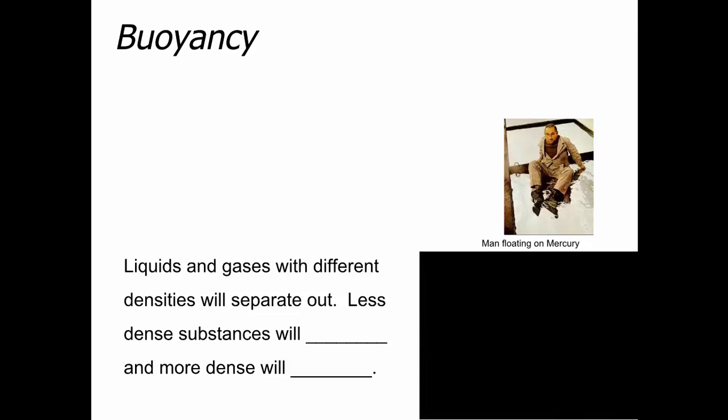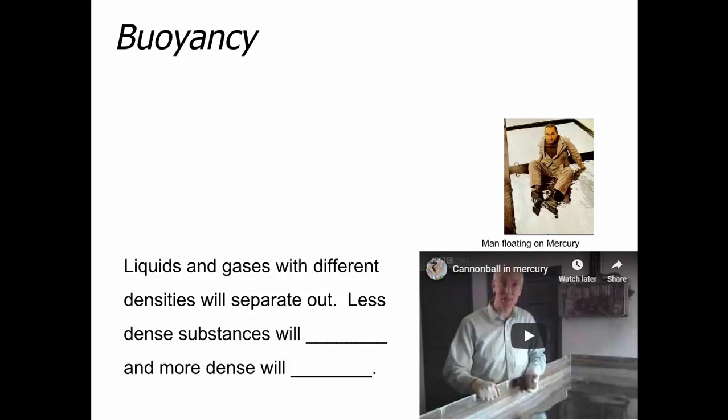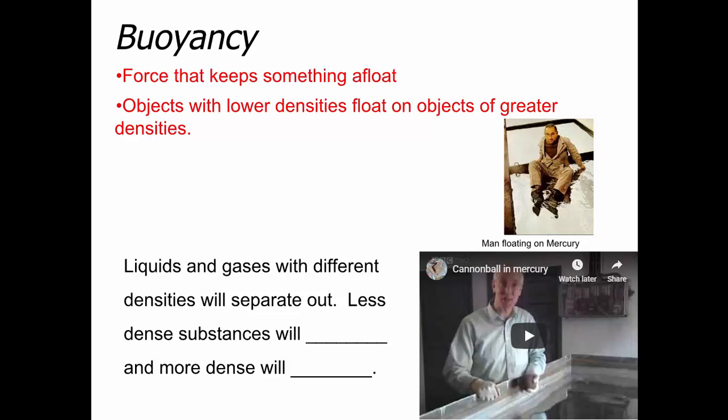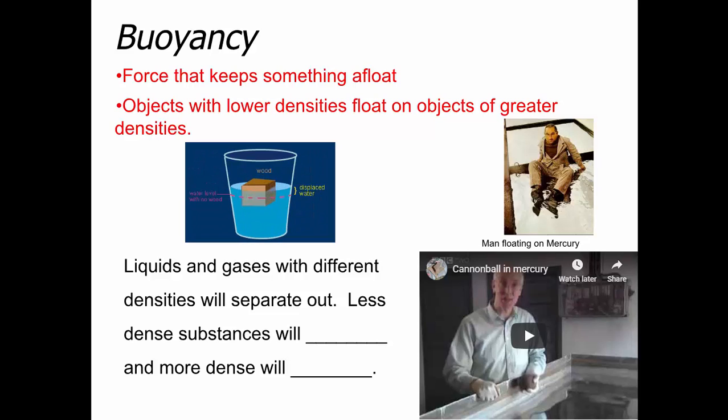Now, buoyancy, the ability of an object to float in a solid, in a liquid or a gas, is dependent on density. So buoyancy is the force that keeps something afloat. And not only does density determine whether or not an object floats, but it also determines how high or how low it floats. So if we put a piece of wood in a beaker of water.